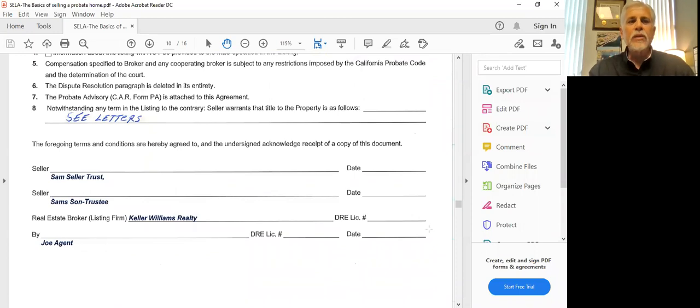Basically, number 8 is very important. Notwithstanding any term in the listing to the contrary, seller warrants that the title to the property is as follows, and that's where I put the letters.